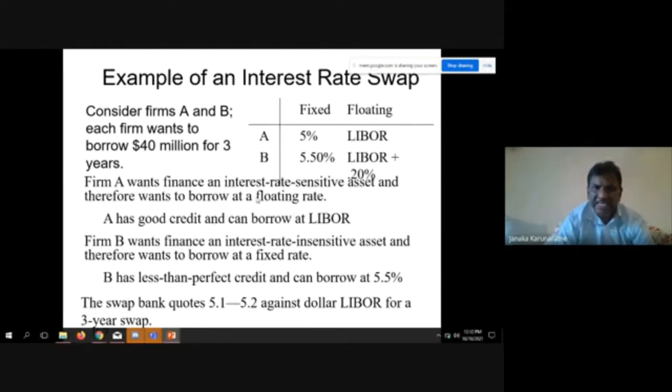Of course, A has a comparative advantage in the fixed rate market because the spread is higher. B has a comparative advantage in the LIBOR market because the spread is lower compared to the fixed rate market. But A needs to borrow in the LIBOR market, and B needs to borrow in the fixed rate market. But B has a comparative advantage in the LIBOR market.